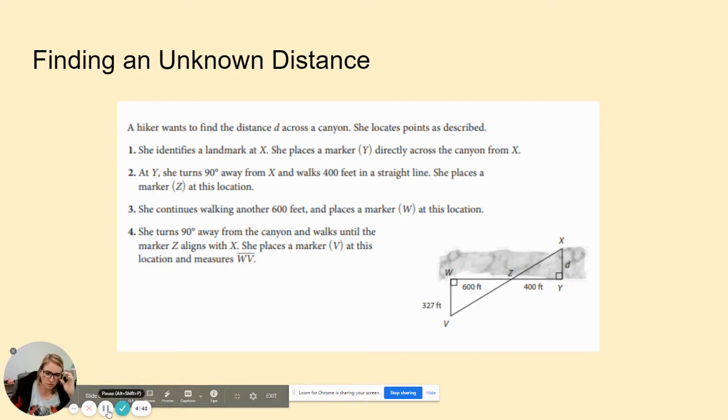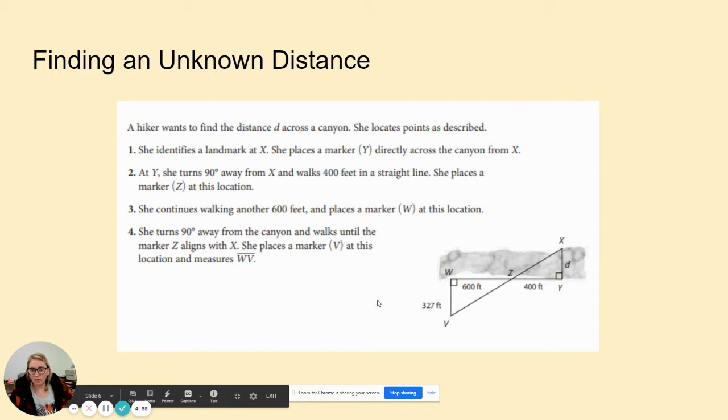Okay, so now we're going to do a little bit different type of a similar triangle. It's the same, it just looks a little bit different. Instead of having two separate triangles, we're going to be doing ones that are connected. Okay, so this is basically called finding unknown distance.